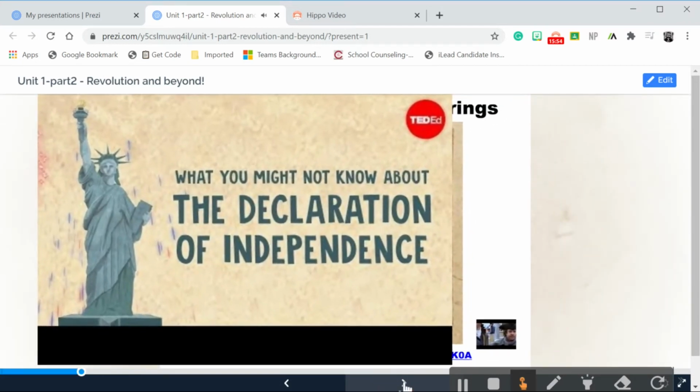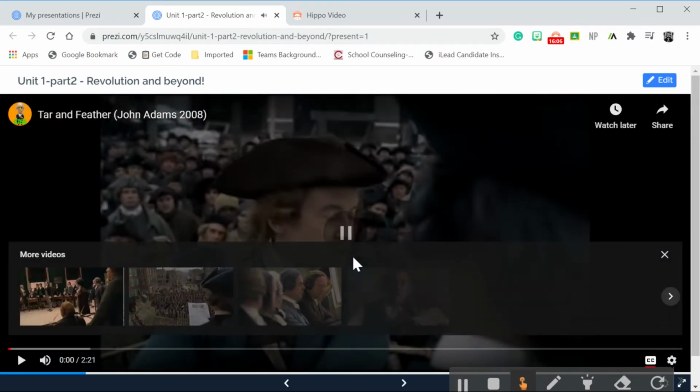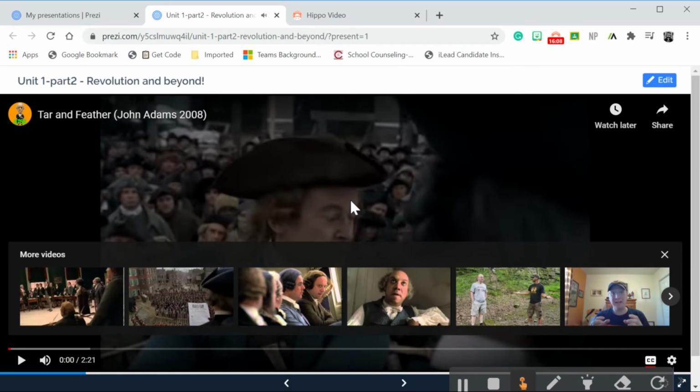Okay, so that's just some background on the Declaration of Independence, because that happened in 1774 with the First Continental Congress. Then this right here is going to be a scene from John Adams of tar and feathering. I'm going to show this scene, but I'm going to go ahead and finish these notes out for you as well. So in September 1774, 56 delegates from 12 colonies agreed to support others, continue boycotts, and establish a militia.